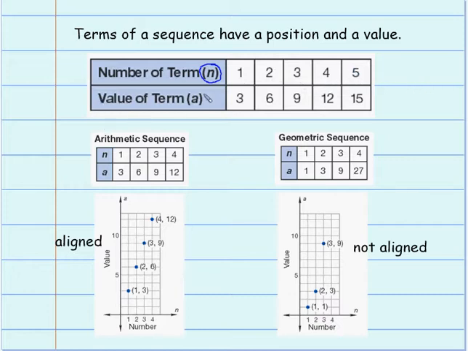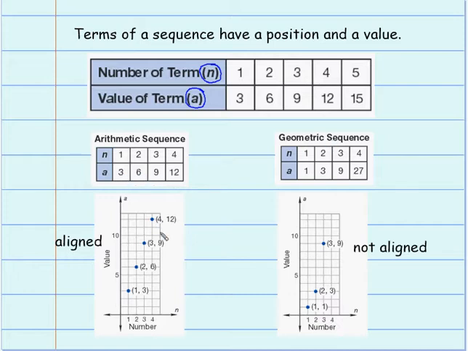And the value of the term, that'll be a. And this is the list that you would see: 3, 6, 9, 12, 15, and so on. In an arithmetic sequence, it'll look like this: n, a. The number of the term is 1, 2, 3, 4. The value of the term, 3, 6, 9, 12. The constant difference here being 12 minus 9 is 3, 9 minus 6 is 3, 6 minus 3 is 3.